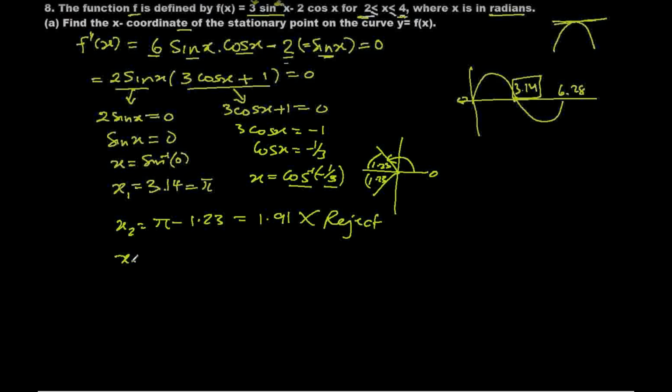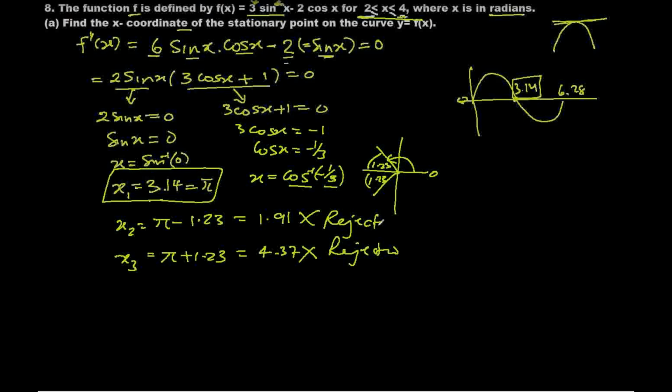Next, x3, the third answer will be pi plus 1.23, and that will be how much? 4.31437. Again, it is more than 4. We want an answer between 2 and 4 only, so this is also rejected. So only this is the answer from part A.